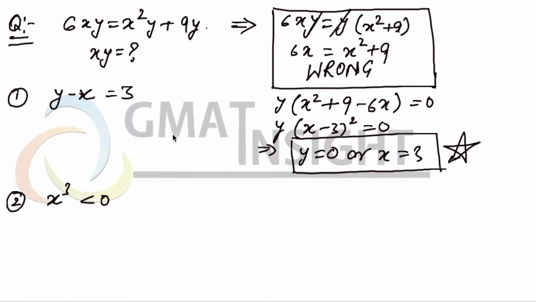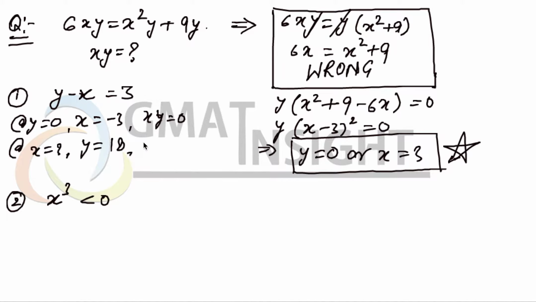Now we go to the statements. Always remember, our objective should always remain to prove that the statement is not sufficient. So now the first statement says that y minus x is equal to 3. Let's use the first solution from the question expression, which is that at y equal to 0, x becomes negative 3 and xy becomes 0. But if we substitute x equal to 3, y becomes 6, my mistake, and xy becomes 18. Multiple values of xy, therefore not sufficient.